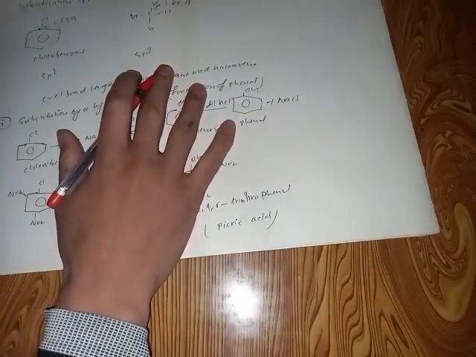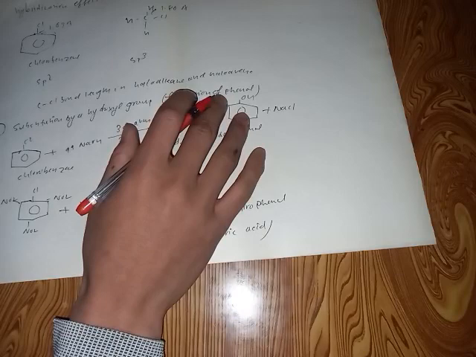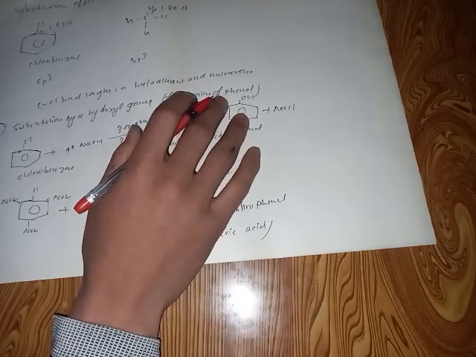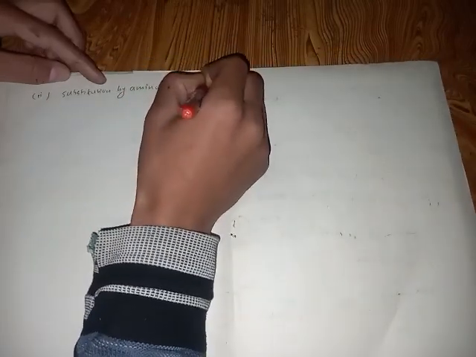Then let's go to another reaction, the substitution by amino group, point number 2. Another name of this reaction is formation of aniline.